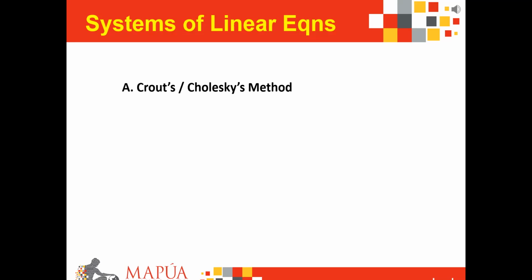There are several ways to do matrix decomposition, one of which is called Crout's or Cholesky's method. Under this direct method technique, you decompose your matrix A into its respective factors L and U.